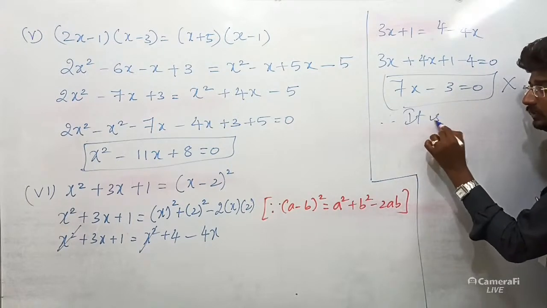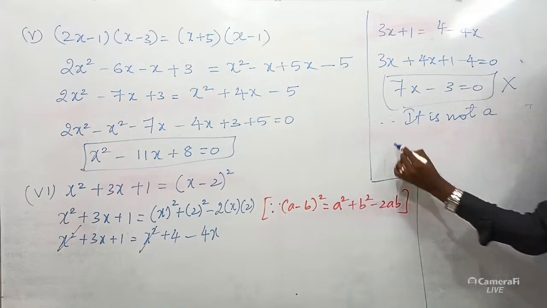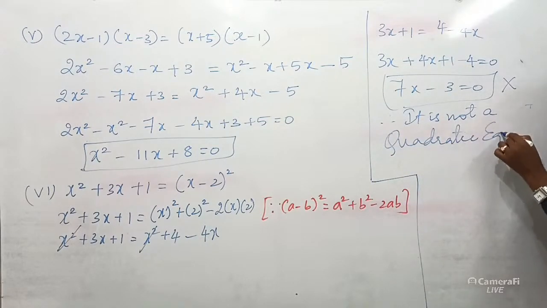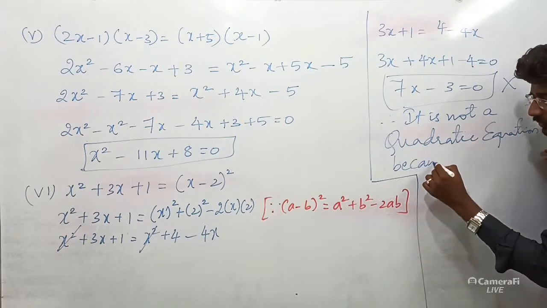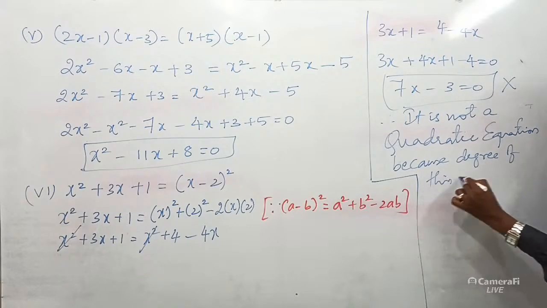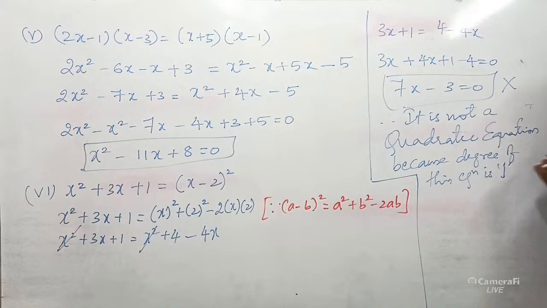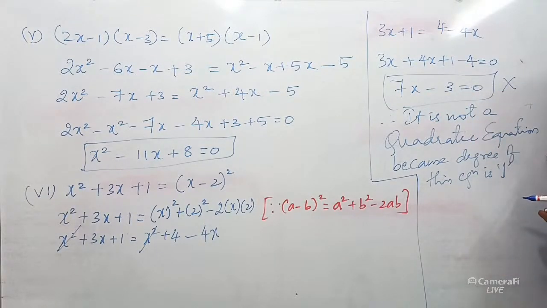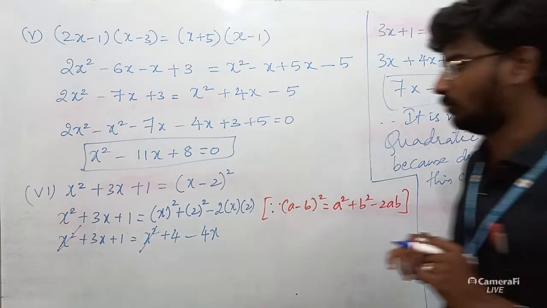Therefore it is not a quadratic equation. If they ask the reason, because the degree of this equation is 1, or because it is in the form of a linear equation. And what is the standard form of a linear equation? ax plus b. You can write that conclusion. So this is problem number 6. Coming to the next problem.